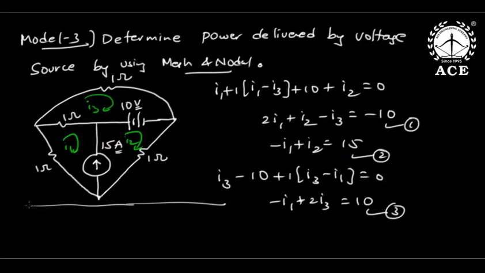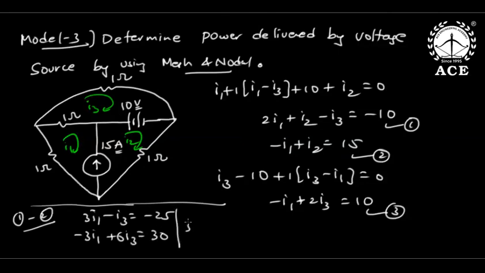Now, if I try to solve, equation 1 minus equation 2, if I take 2I1, 3I1 becomes... this is 0, this is minus I3 equal to minus 25. And here directly, minus 3I1 plus 6I3 equal to 3 times 10, 30. So if you add these two, 5I3 equal to 5.